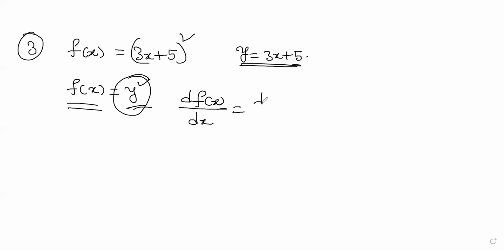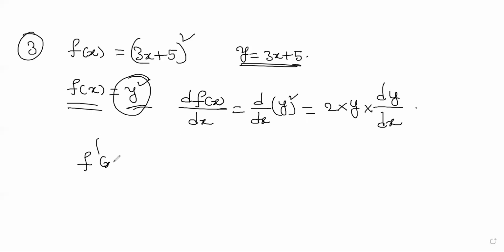Now if I have to find df of x by dx, this becomes d by dx of y square. I just told you what I have to do with y power n: that is n into y power n minus 1 into the derivative of y. That's it. Clear? So that is f dash x.